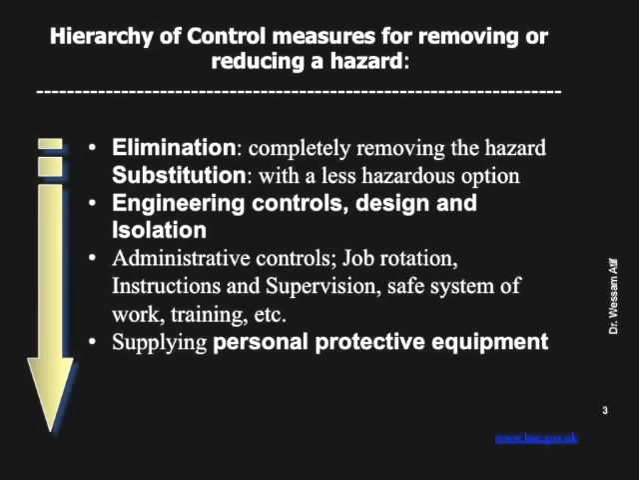And then you have engineering controls, and this might include design, isolation, lockout, tag out, anything. And administrative controls, the software, like job rotation, instructions, supervision, training, safe systems of work, having a health and safety management system, emergency response, etc. And then finally, the last resort is personal protective equipment for all the limitations that they have, although they're still very important, and of course, disciplinary actions.